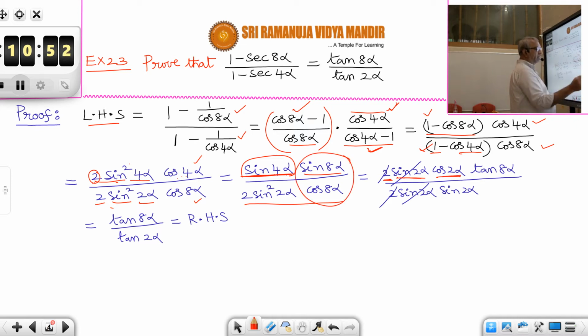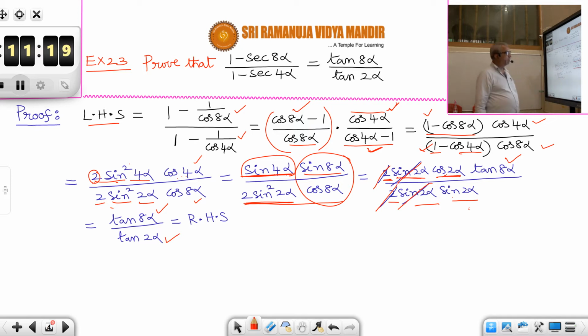Next, these two will combine to become tan 8 alpha, sin 8 alpha by cos 8 alpha. Next, this one 2 sin square alpha, I have written it as 2 sin 2 alpha, sin 2 alpha, 2 times. In this 2 will get cancelled out, so sin 2 alpha also gets cancelled out. So cos 2 alpha by sin 2 alpha. Actually it is cot 2 alpha, but if you bring it to denominator it becomes tan 2 alpha. So tan 8 alpha by tan 2 alpha. That is what we have to prove, the right hand side. Okay. Let us see the next question, example number 24.